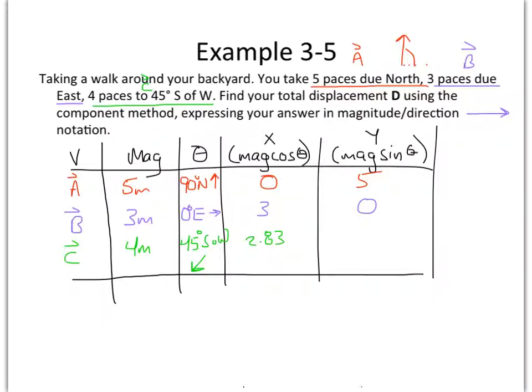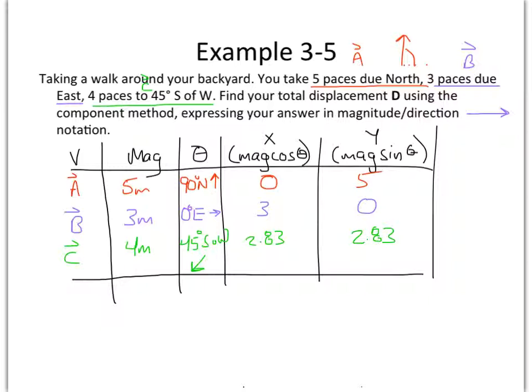2.83 meters. And how about the magnitude times the sine of theta, the y component? Magnitude is 4, sine of theta. Theta is still 45 degrees, right? So 4 sine 45 gives me the same thing, because a 45-degree angle has equal legs of a triangle. So 2.83 meters is going to be the y component as well.